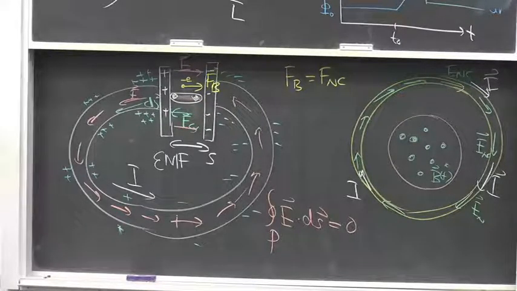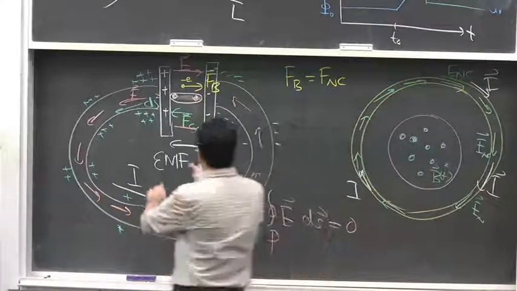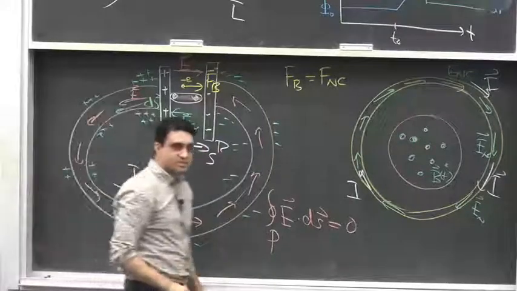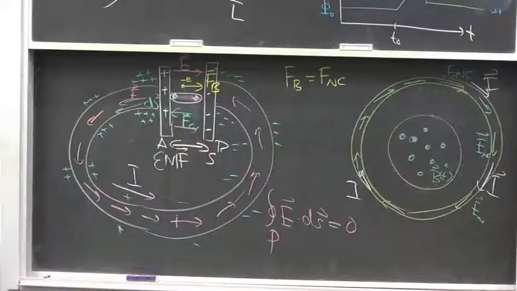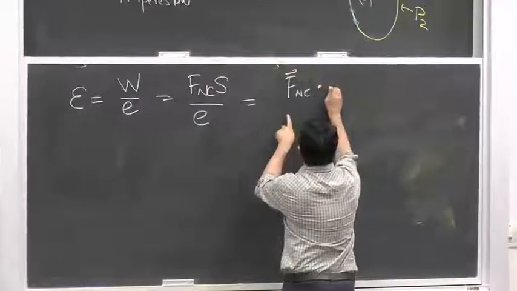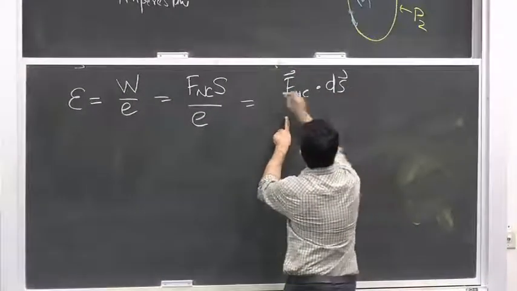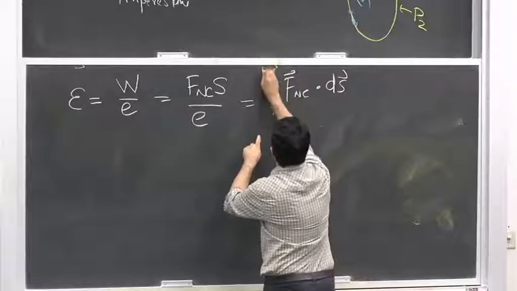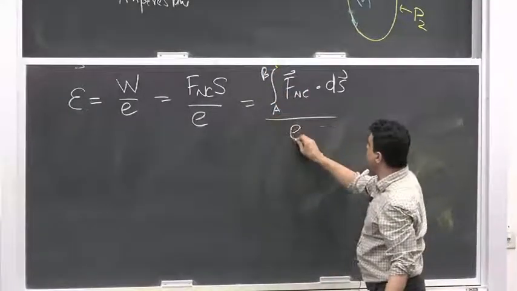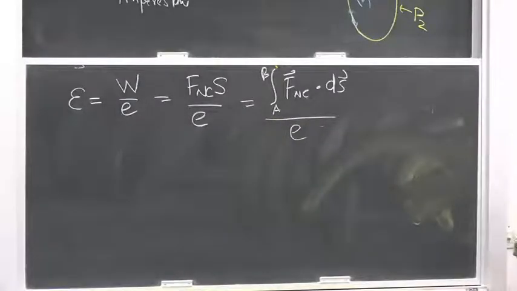So you have this thing divided by E. Let's say I divide this total path from plate A to plate B into small distance elements ds and find the total work done. So what would that be? That would be equal to the integral of F non-Coulombic dot ds, from the positive plate to the negative plate, divided by E. That's how an EMF is defined.